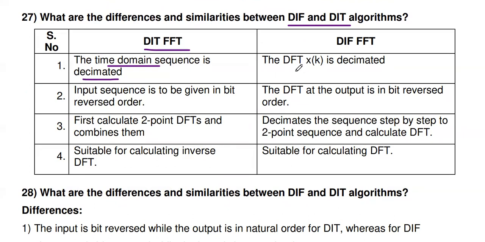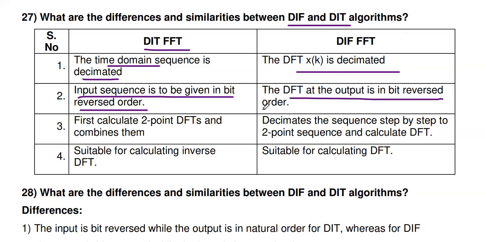In the DIF algorithm, the frequency domain value capital X of k is decimated. The input sequence is given in natural order. Already you know, in the DIT FFT algorithm, the input X of n is bit reversed, and that bit reversed data is applied as an input to the DIT algorithm, but the output is in natural order. But in DIF, the output is in bit reversed order, and the input is not shuffled, natural order.